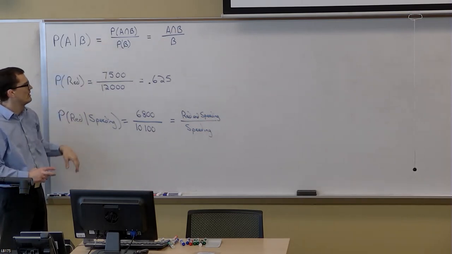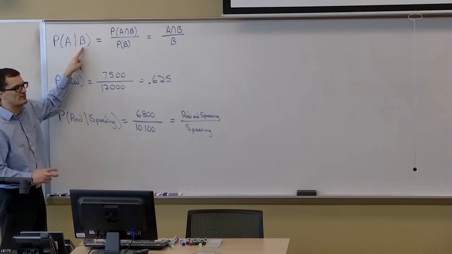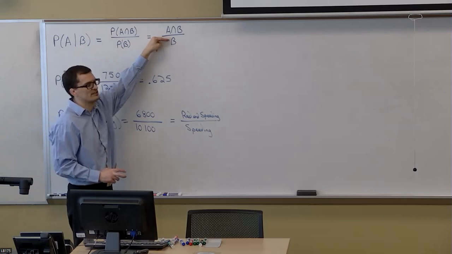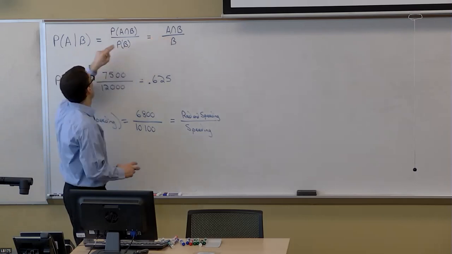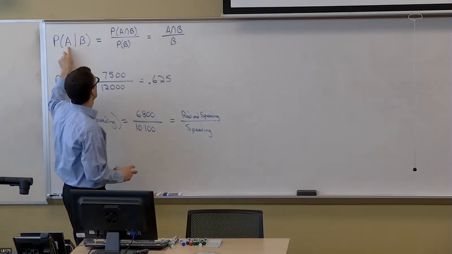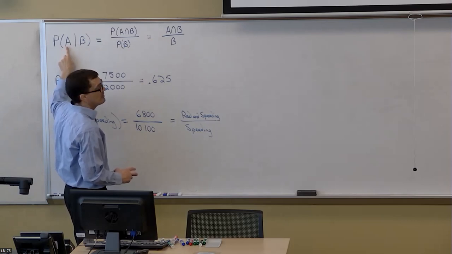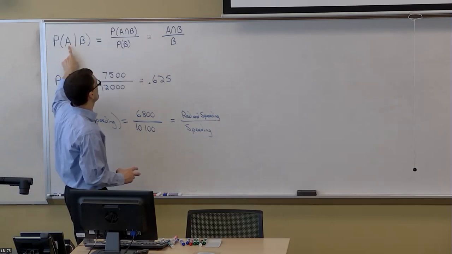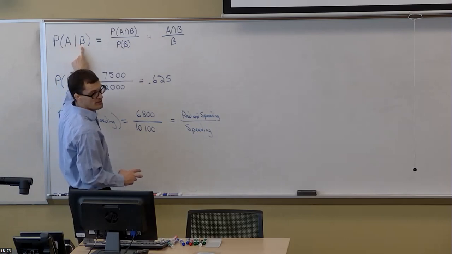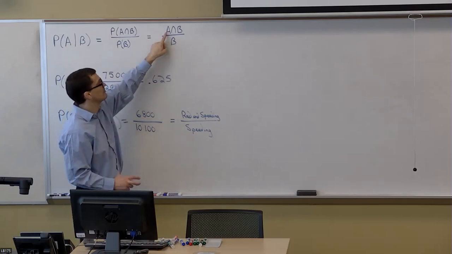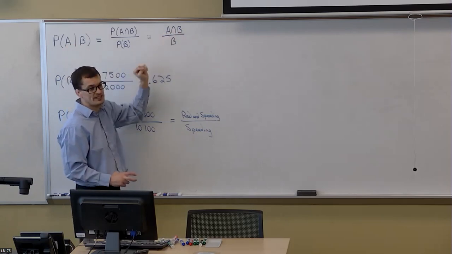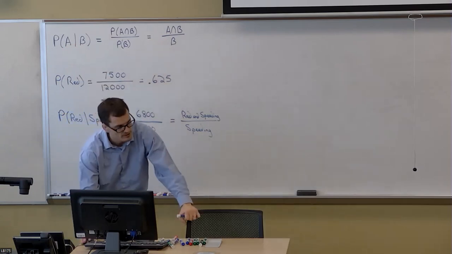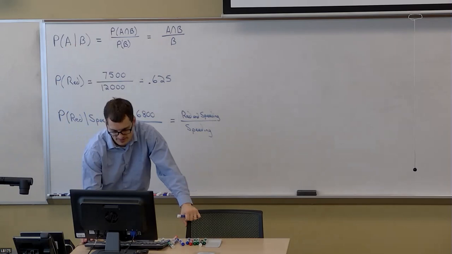Now, since you're picking out of the given group, the size of the given group goes into the denominator. And since you are looking for this property, but within this group, it's those with this property who are also within the group. So it's the red cars who are also speeding in our case. Does that work? All right.